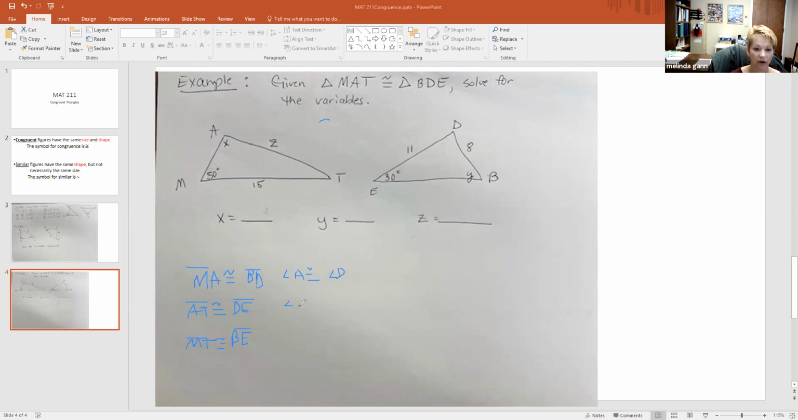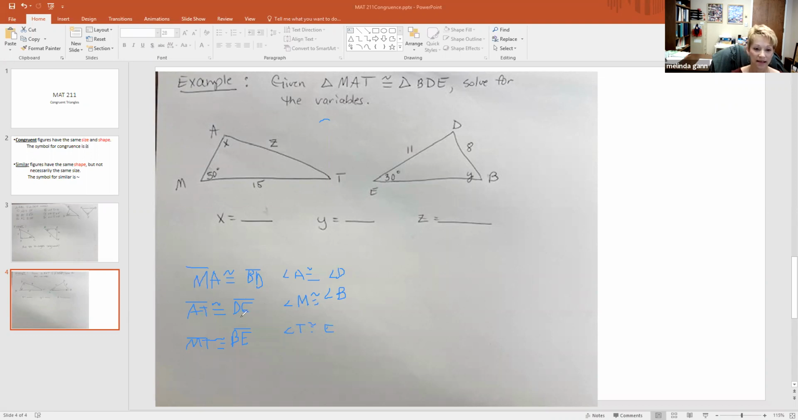What about angle M? Which one is it congruent to? Well, if I know that this triangle is congruent to this one, then M's got to go with B, because the first one here has to match the first one there. And then angle T would have to be congruent to the last one over here, which is angle E. So on a test, if I said define triangle MAT congruent to triangle BDE, I'd expect these 6 statements.